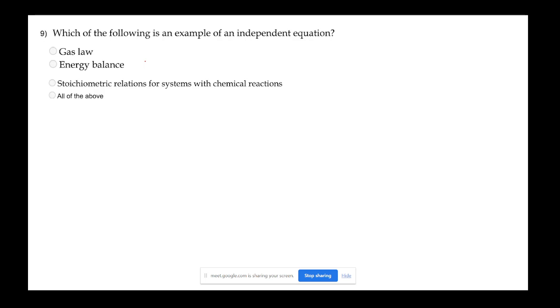Okay. Next question is, which of the following is an example of an independent equation? So the gas law, which is nothing but PV equals nRT. Energy balance is, obviously, you will have independent equations like accumulation equals input minus output plus generation minus consumption. So you will have one equation from this also.